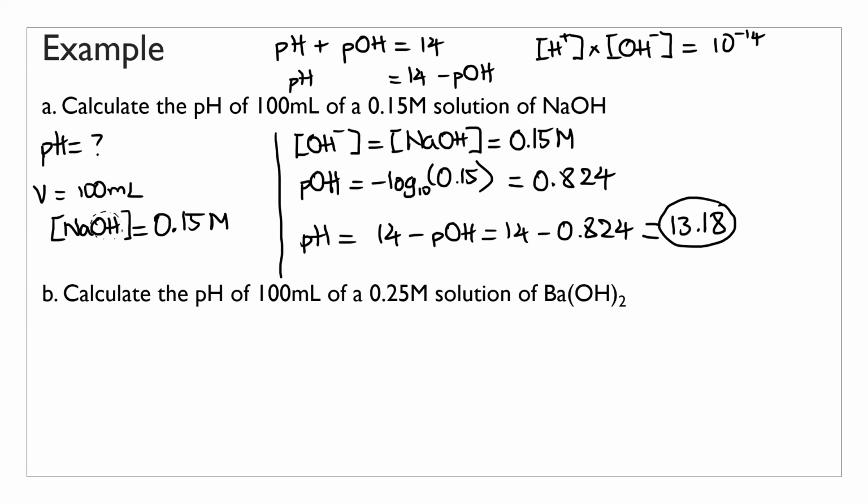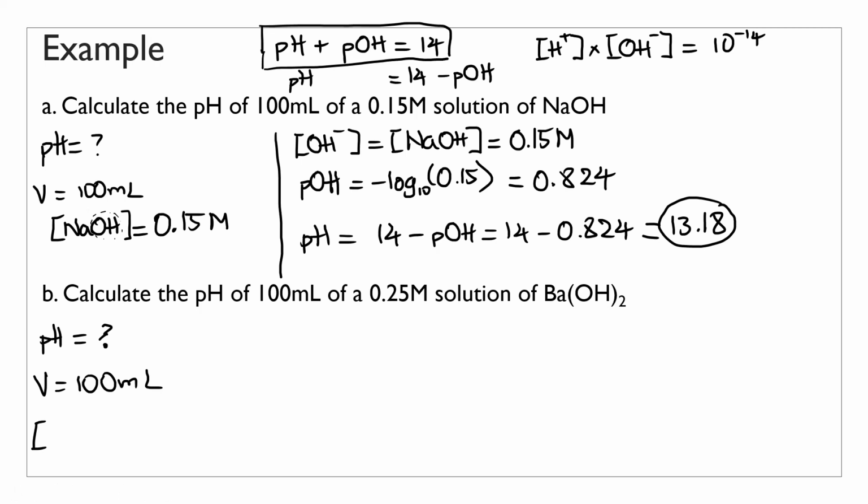So this is the first way to calculate the pH of a base using this identity of pH plus pOH equals 14. I'm going to go to the second method. You take your pick. I mean, they work out the same way. So the second part still asks for pH. Volume is 100 mL, which we totally do not need. And the molar concentration of the base is given. The base is barium hydroxide in this case, which is 0.25.